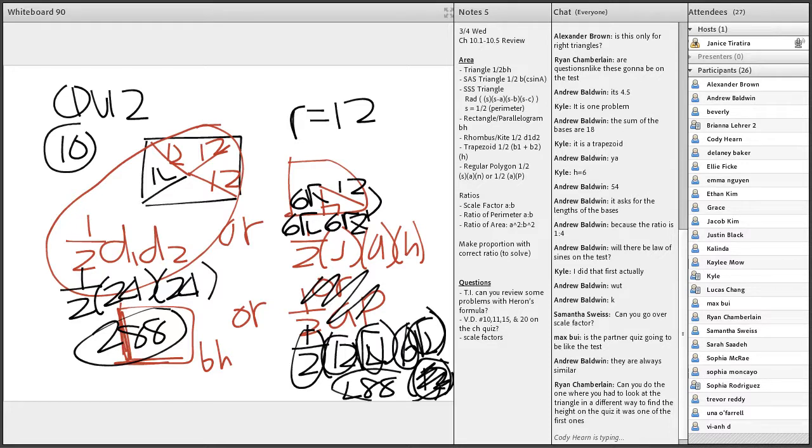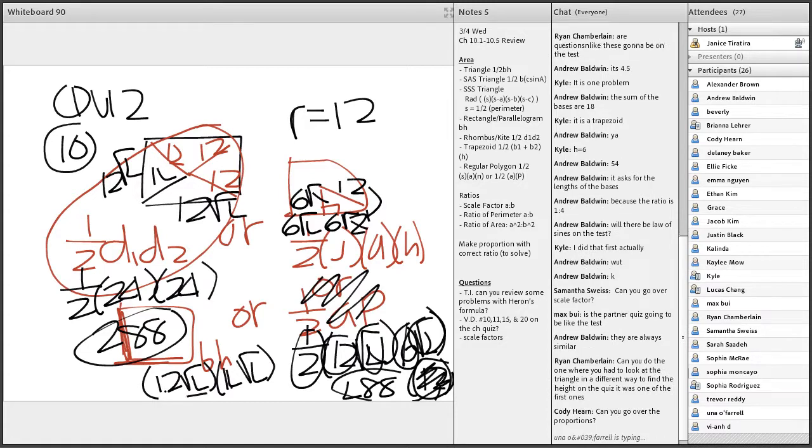And then the last one, if we did base times height, this would have been 12 rad 2. The outside is 12 rad 2. So 12 rad 2 times 12 rad 2. 12 times 12 is 144, rad 2 times rad 2 is 2, so 144 times 2 is 288. No matter what method you do, you should get 288.